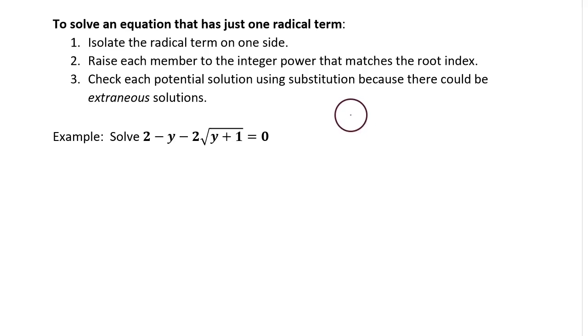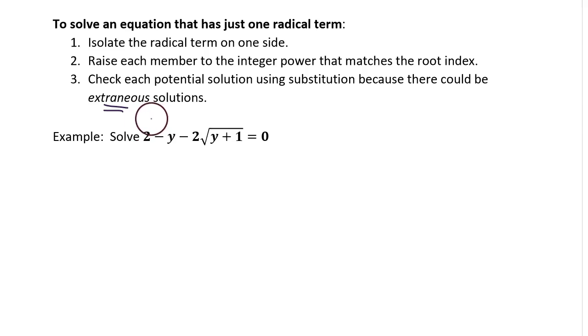After you've solved and got answers for x, check using substitution because the answers you get could be extraneous. This has happened earlier this year as well, where sometimes we do everything correctly, but the answer we get is not actually in the domain. It's a restricted value. So we need to check for that. Let's do a couple examples and follow through that three-step process.